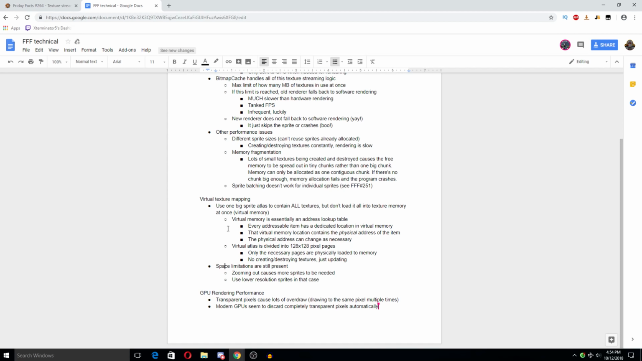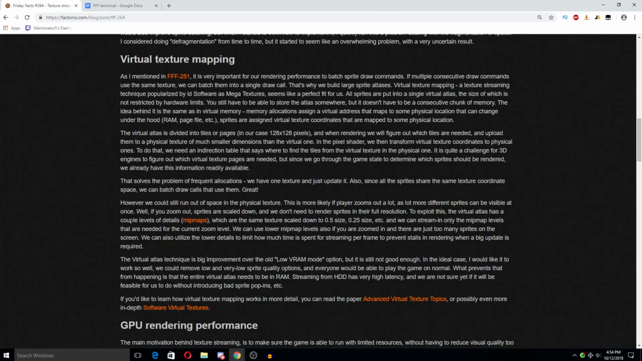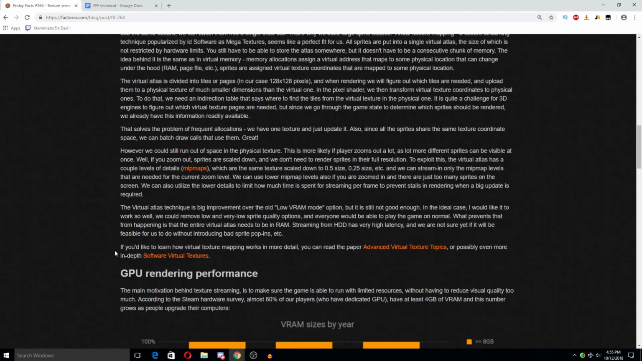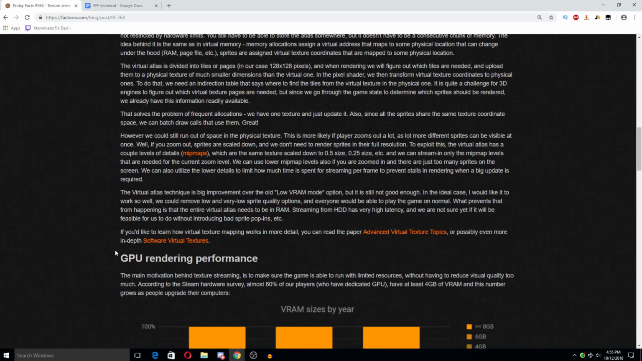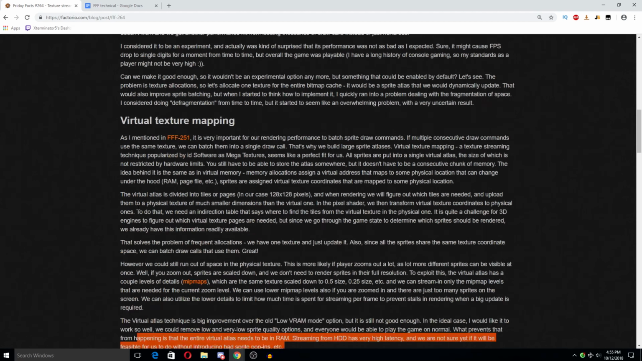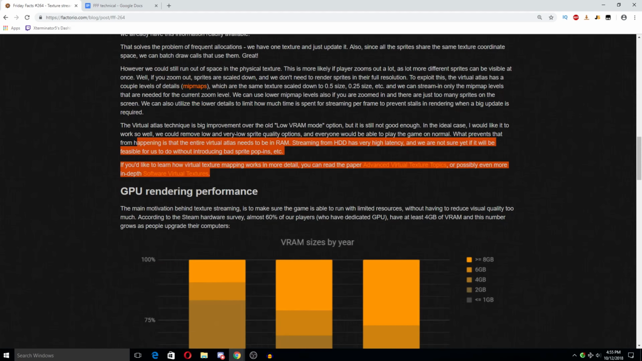So if we go back to the FFF, the Friday Facts, he talks about MIP maps there. That's basically different versions of the same sprite, but at different resolutions. Okay. So if you're zoomed out, then they can scale the resolution of the texture down and not have to use as much memory for everything. Okay. So yeah, some performance gains and such there.